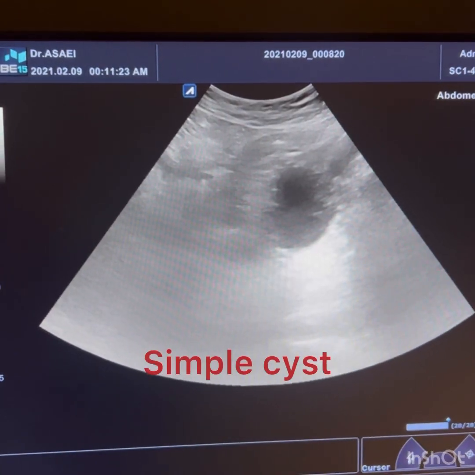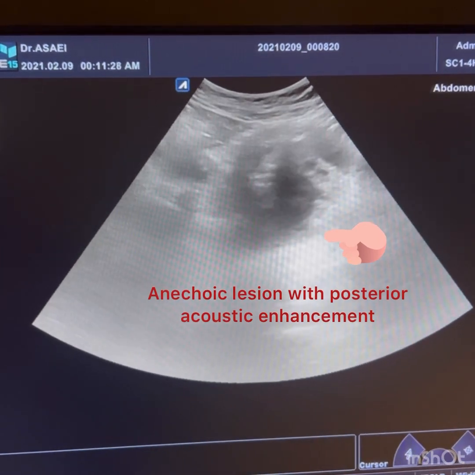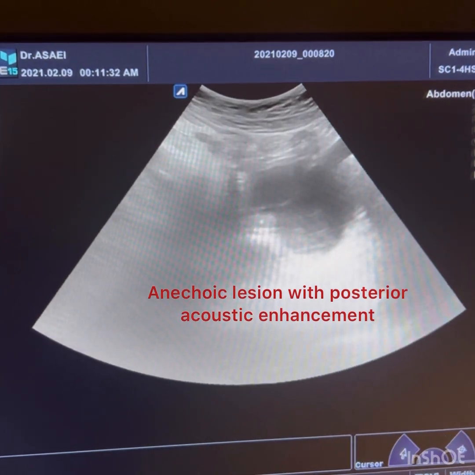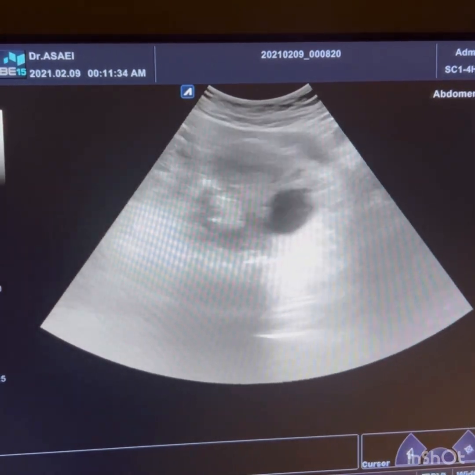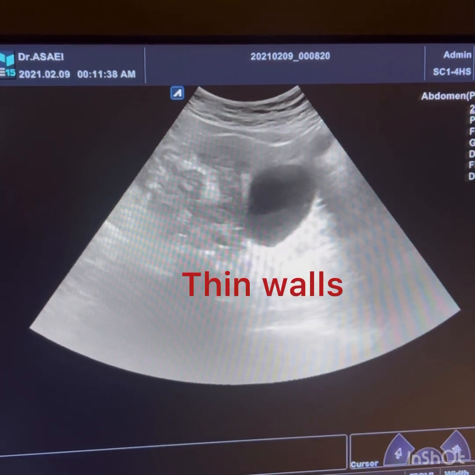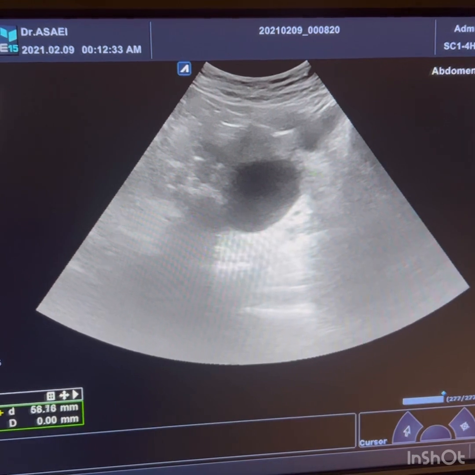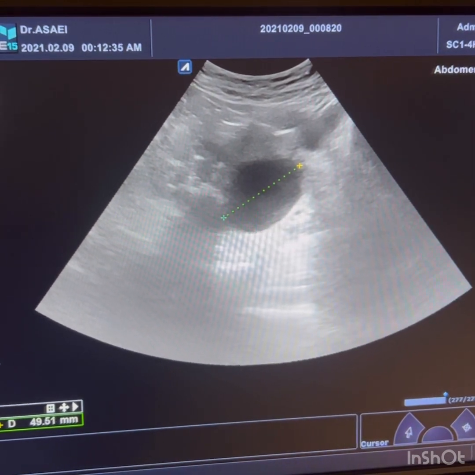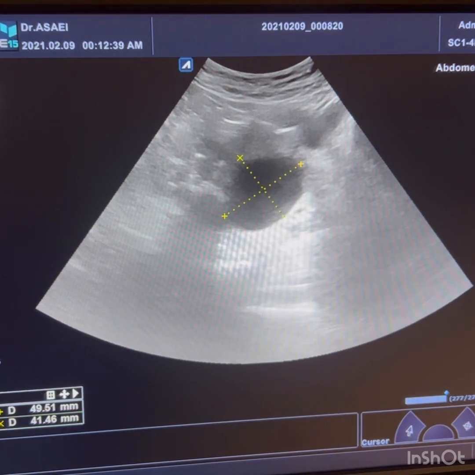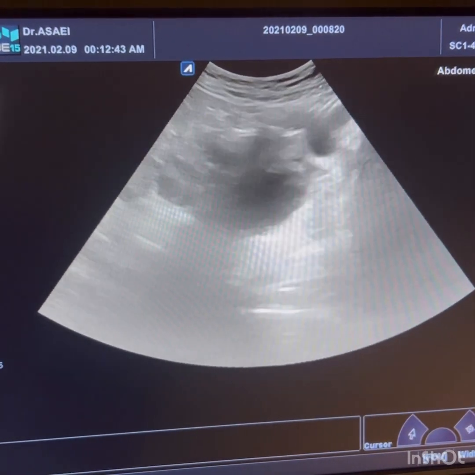Let's start with simple cyst. Simple cysts are anechoic lesions with posterior acoustic enhancement. They are unilocular with thin walls and no solid component. In this case, we can see a cyst in left ovary. If we measure it, it's about 5 centimeters.